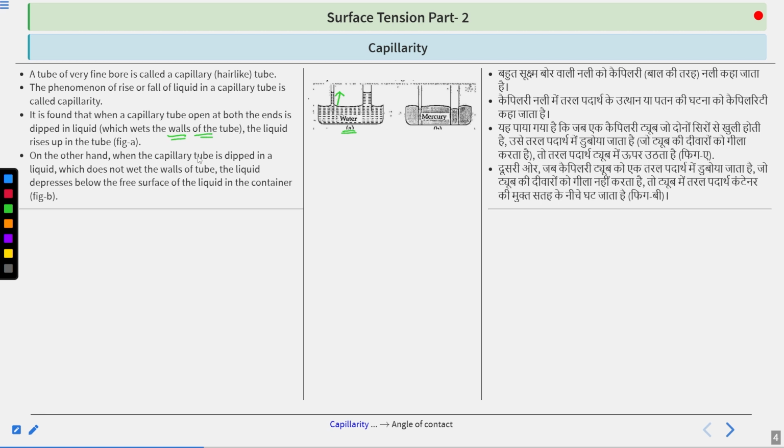In the second case, if the capillary tube is dipped in a liquid and the liquid is not able to wet the walls of the tube, the liquid depresses below the free surface of the liquid in the container, and we call it a fall of liquid in the tube. Here, this is the liquid mercury, and this is the capillary tube. When we dipped it, that was the level of the mercury, but after dipping, that is the level. So we could say the liquid is actually falling in the capillary tube.